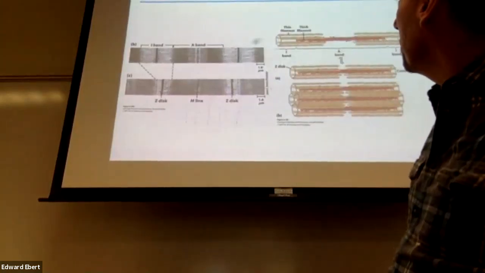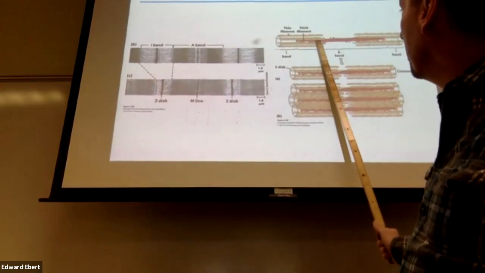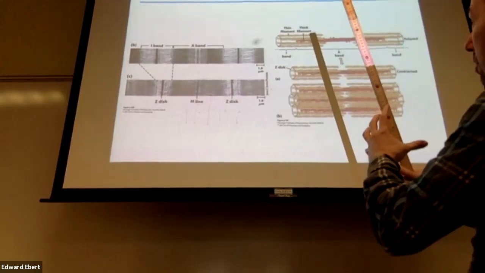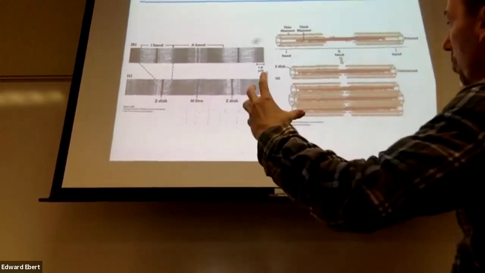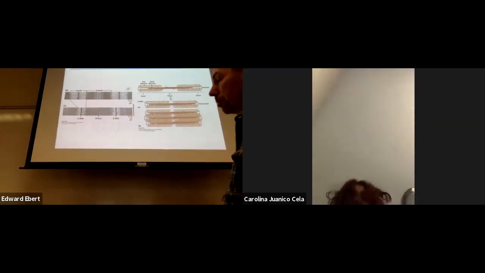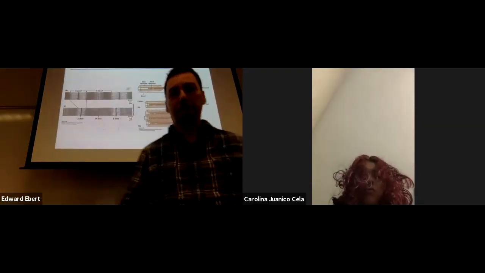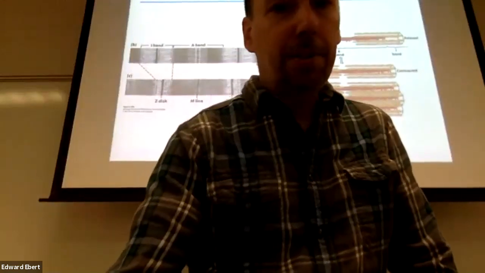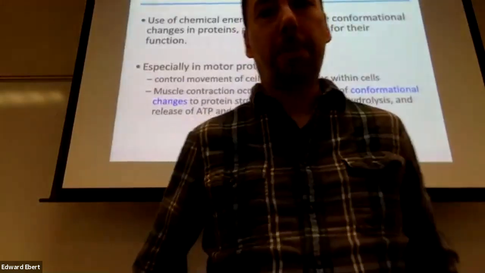So if we look at these filaments that are sliding along here, again, we can see for contraction, we pull those together. For relaxation, we let them slide apart. Okay, so here's our relaxed form, here's our contracted form. So how does this work?